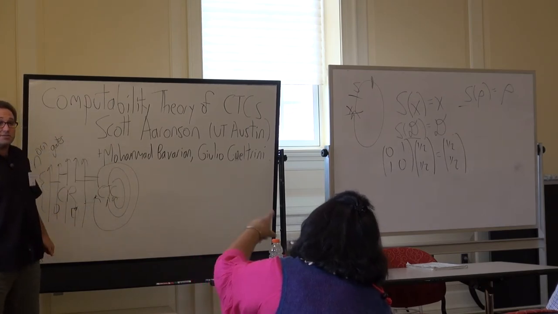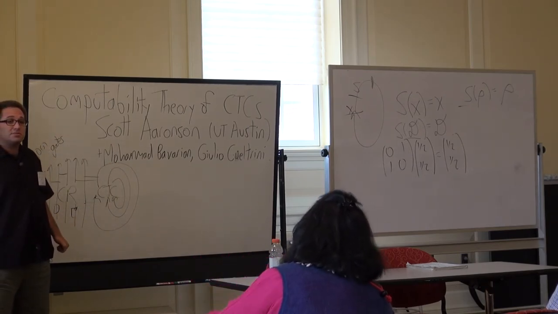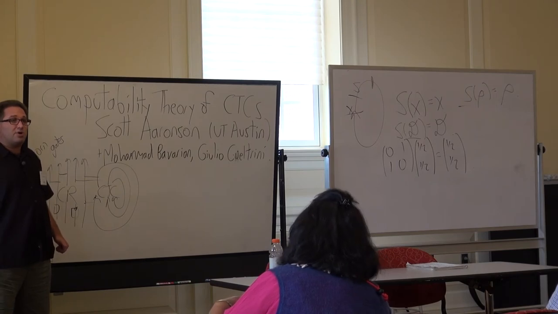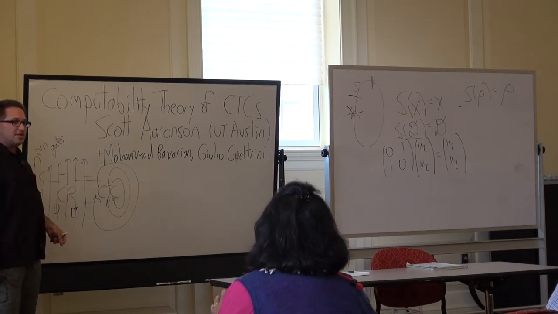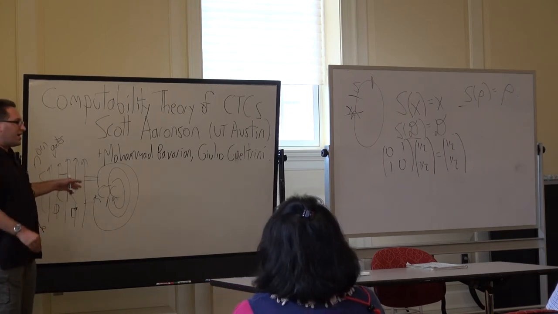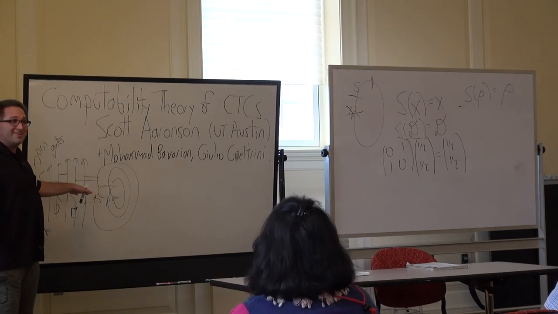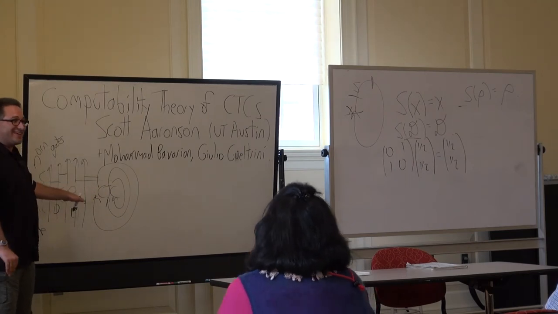Do you generate a real causality violating system? I'm explaining the model. I haven't done this in the lab, if that's your question. Okay. All right.